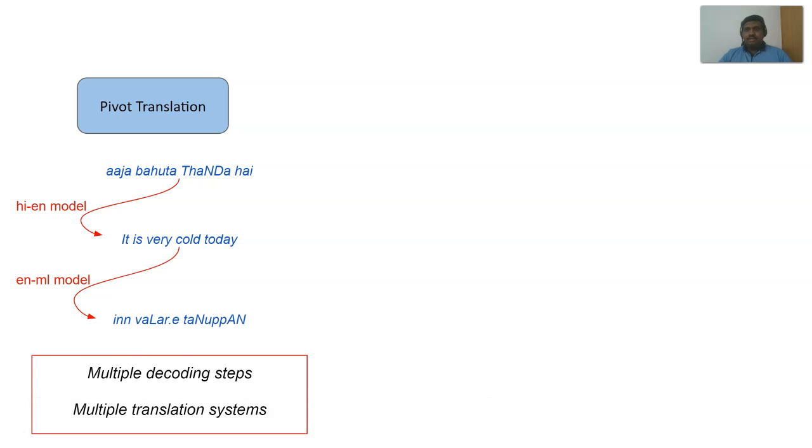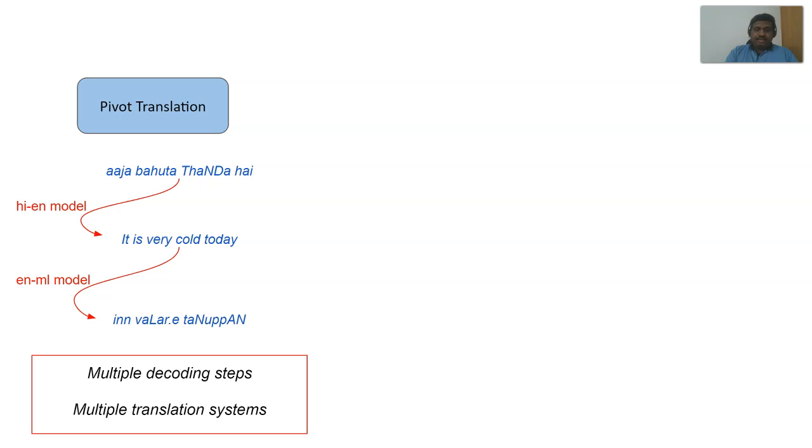With pivot translation, we have independent translation systems between the source and the pivot language and between the pivot and target language. Suppose you want to translate between Hindi and Malayalam. You have translation models from Hindi to English and English to Malayalam. So we create a pipeline of these translations so that Hindi is first translated to English and then the English output is fed to the English-Malayalam model to generate the Malayalam output. So in this pivot translation approach, there are multiple decoding steps. We have to decode twice and there are multiple translation systems involved.